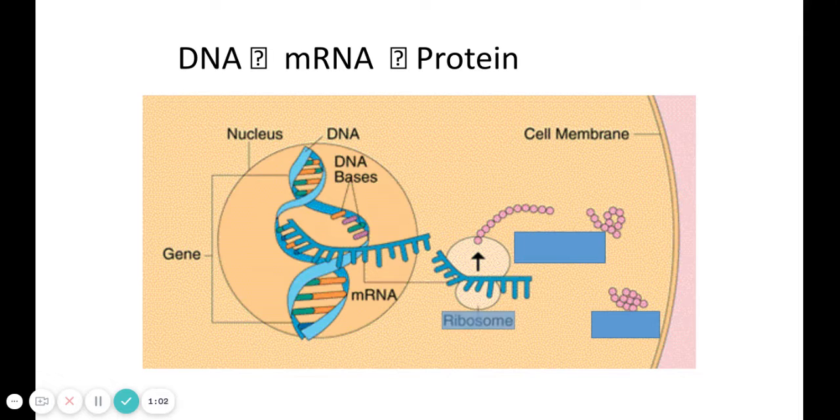Today we're going to look at what happens here at the ribosome. This process is called translation. We translate the base sequence into the amino acid sequence. And that amino acid sequence forms a chain, which is then going to fold up into a working protein.